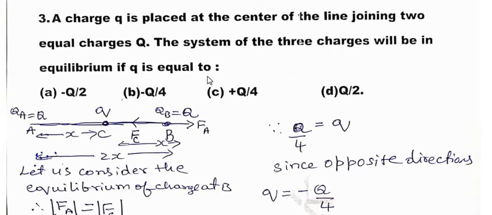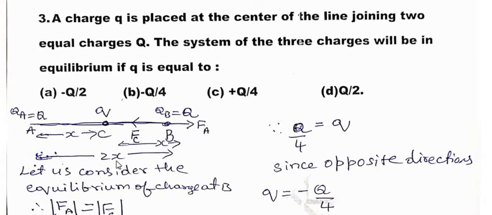So here you have a system of three charges. I have considered 2 points A and B where you have charges capital Q and capital Q. Now you place a charge of small q at the center C. So when you say C is at the center, AC is equal to CB. I have just called the distance from A to C as x. So from C to B will also be x. That means the distance between A and B will be 2 times x.